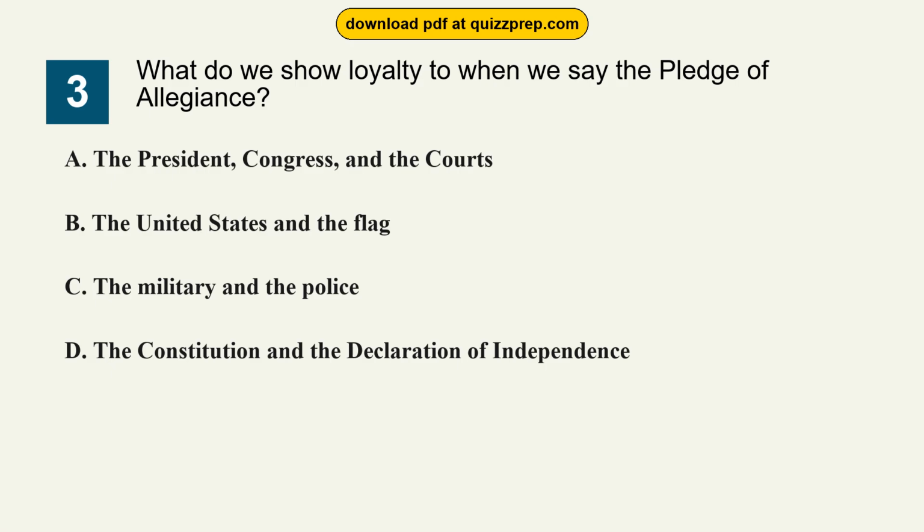Option A. The President, Congress, and the courts. Option B. The United States and the flag. Option C. The military and the police. Option D. The Constitution and the Declaration of Independence. The correct answer is option B. The United States and the flag.